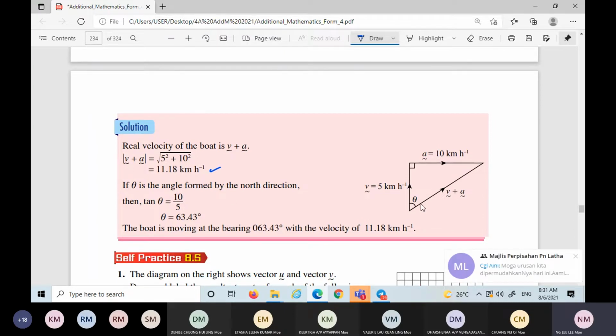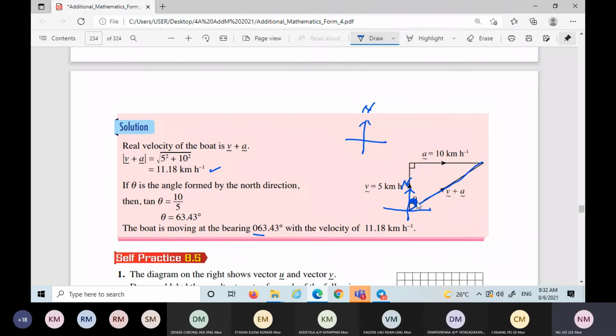After that, the angle. Remember the angle is always referring to the north. So you have to get this angle, which is pointing to the north. The angle that you want is this, because you are now dealing with this resultant vector. This one will be the bearing. Remember the bearing is 3 digits, followed by a decimal if there is a decimal, to 2 decimal places.